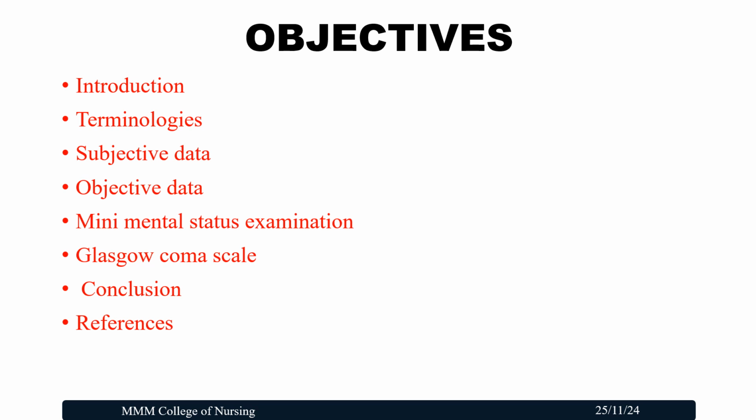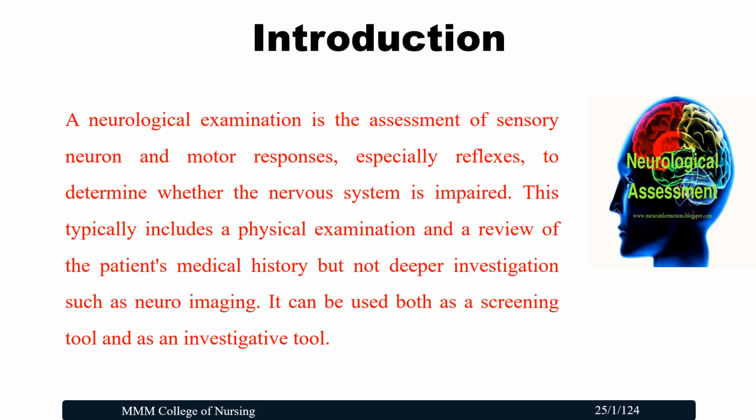See what are the objectives we are going to discuss: introduction about the neuro assessment, some terminologies, subjective data and objective data, mini mental status examination, Glasgow Coma Scale, and finally conclusion. Understand what is the neurological examination.